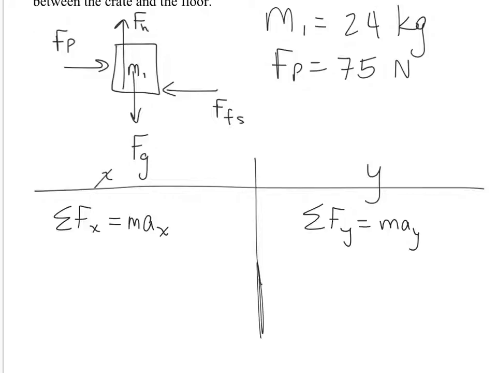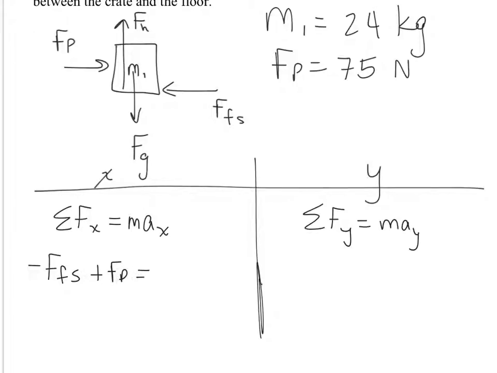What in the diagram, as Ariel told us, acts horizontally? What acts negatively in the horizontal? Sophia? FS. Yeah, so we go ahead and start with that. I could have started with FP. I don't care. It doesn't matter which way you start as long as you apply the correct sign. Tom, which way does FP act? To the right or to the left? To the right. So we put a positive there.